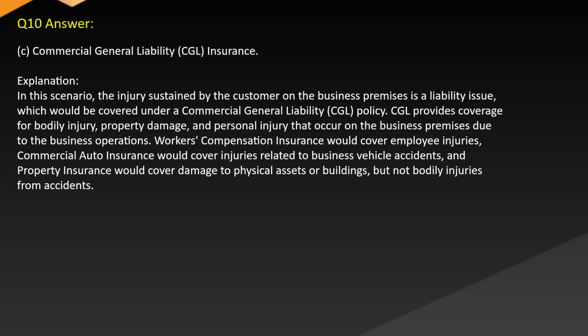CGL provides coverage for bodily injury, property damage, and personal injury that occur on the business premises due to the business operations. Workers' compensation insurance would cover employee injuries, commercial auto insurance would cover injuries related to business vehicle accidents, and property insurance would cover damage to physical assets or buildings, but not bodily injuries from accidents.